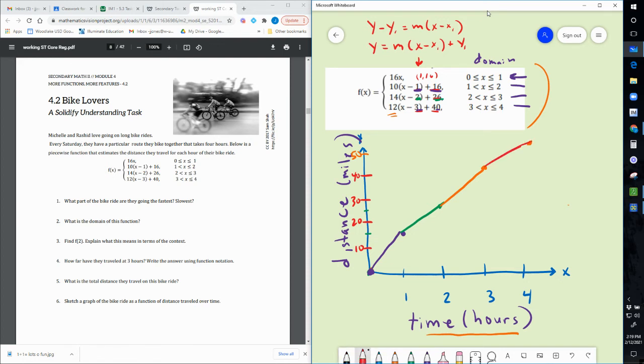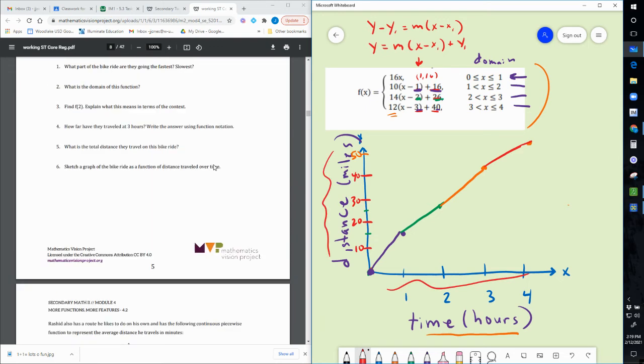Yours probably looks a little bit prettier because you have graph paper, hopefully. Just make sure that your scale on the left is the same distance for all the 10s, the same distance for all the 1s, okay?